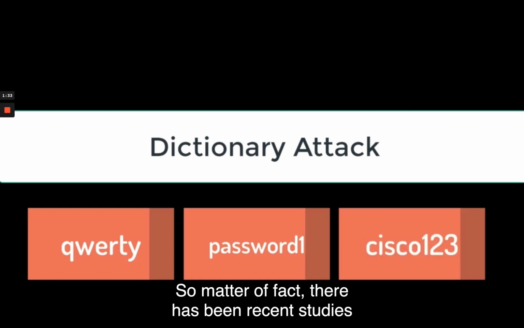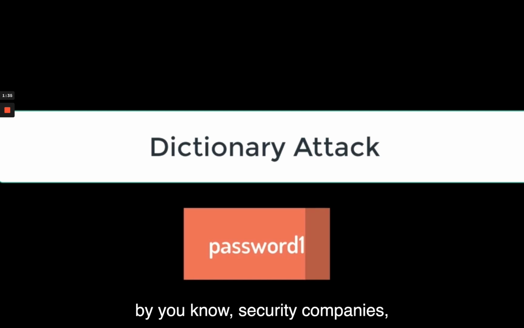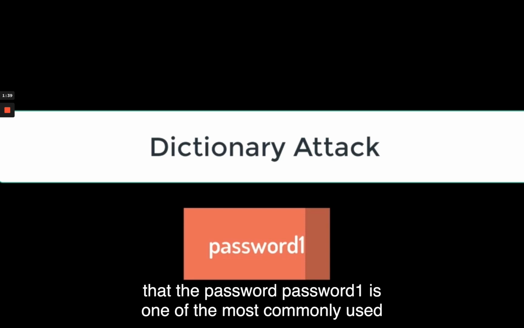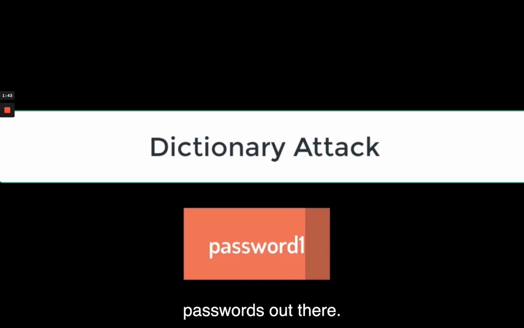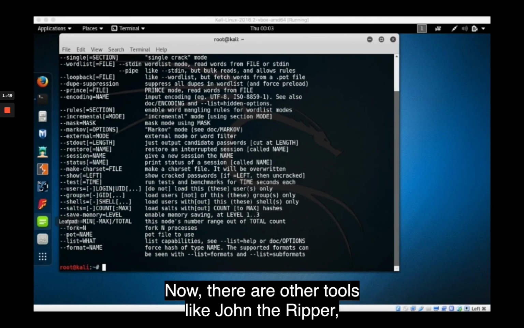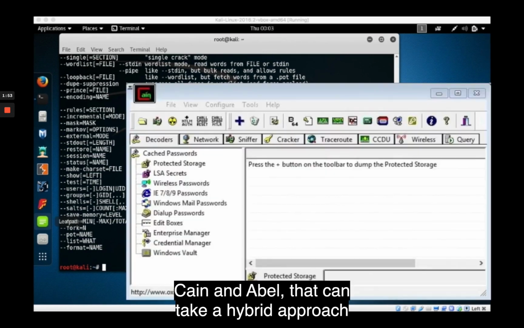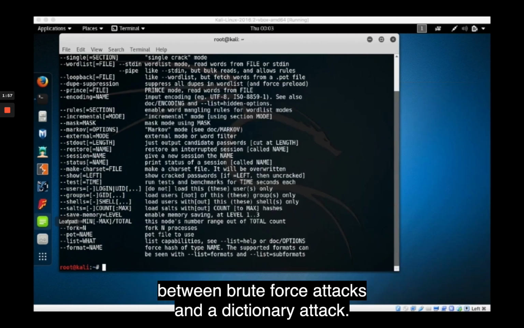As a matter of fact, there have been recent studies by security companies where they found that password1 is one of the most commonly used passwords out there, and especially even by administrators, which is kind of scary. Now, there are other tools like John the Ripper and Cain and Abel that can take a hybrid approach between brute force attacks and a dictionary attack.